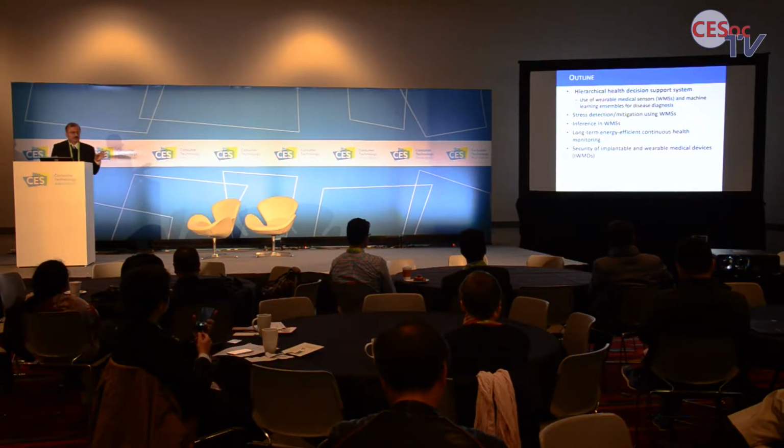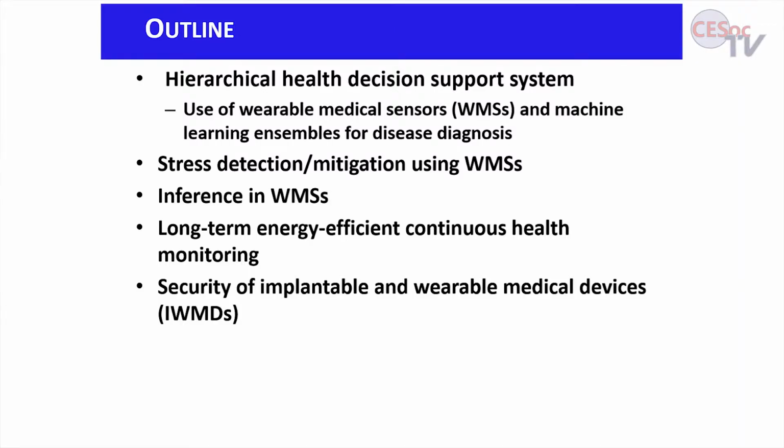So this is the outline of the talk. And as I said, we'll look at smart healthcare from various directions. The first direction is disease diagnosis. With these sensors now, is it possible to accurately do some disease diagnosis? We'll try to answer that in the affirmative with this system called Hierarchical Health Decision Support System. And we'll look at some application for stress detection and mitigation.